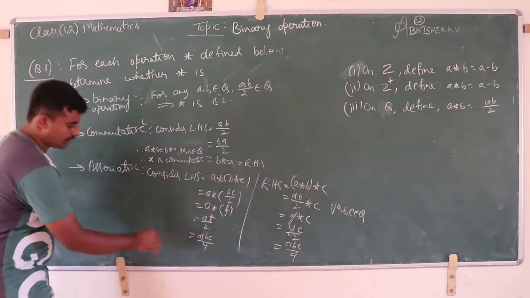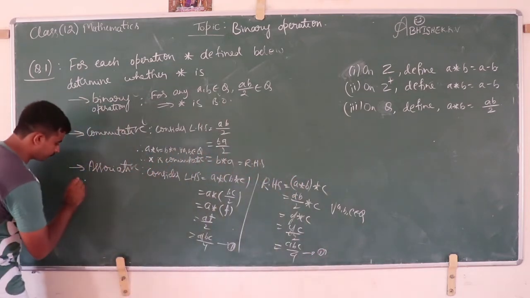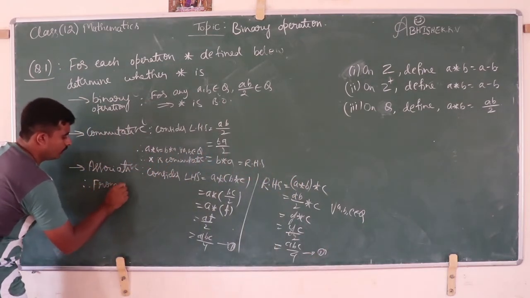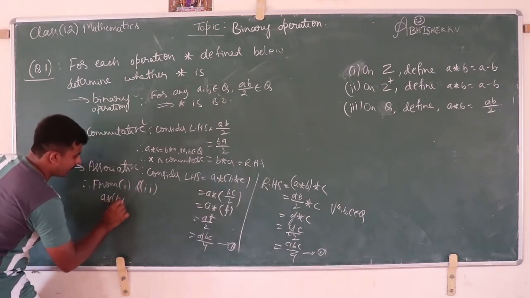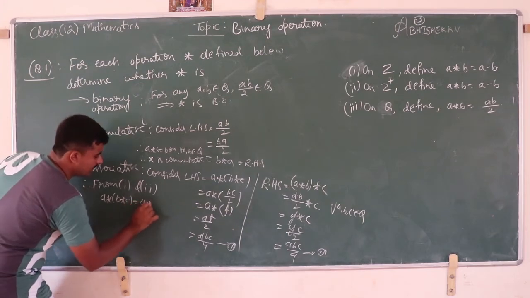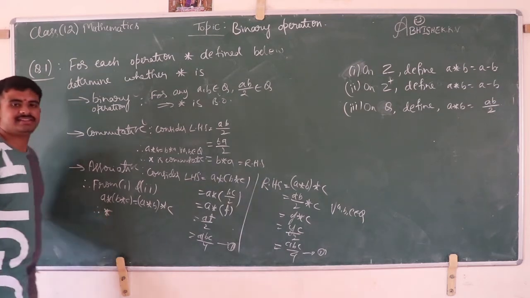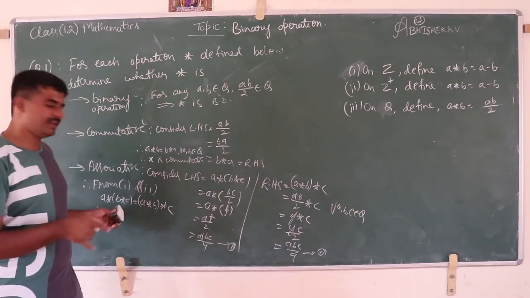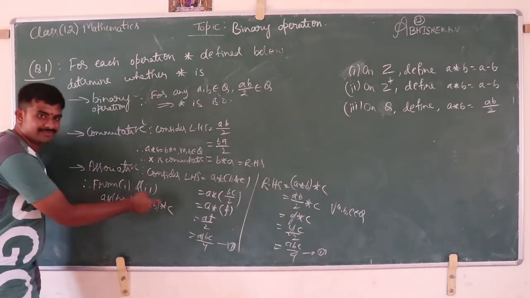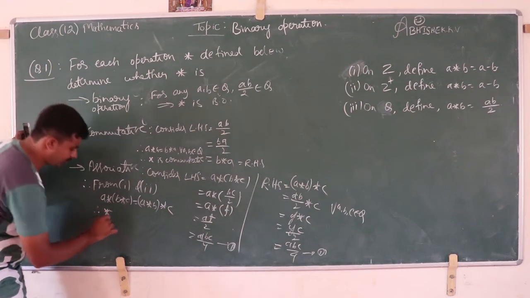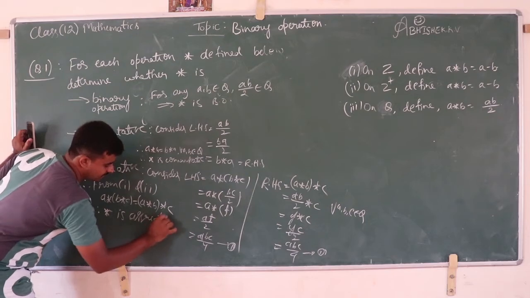Therefore, from equation 1 and equation 2, a star (b star c) is equal to (a star b) star c. Therefore, star is associative. Star is said to be associative if it satisfies a star (b star c) is equal to (a star b) star c for all a, b, c belonging to the given set, here the set of rational numbers. Star is associative.